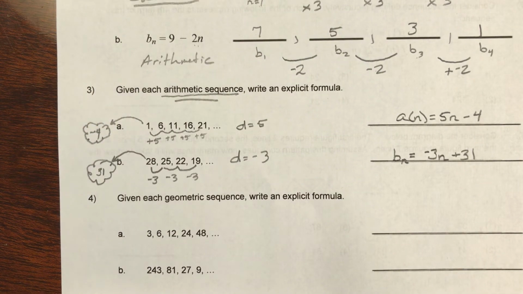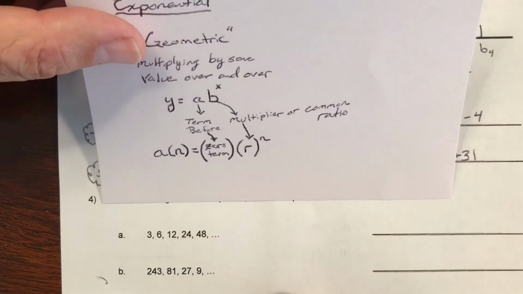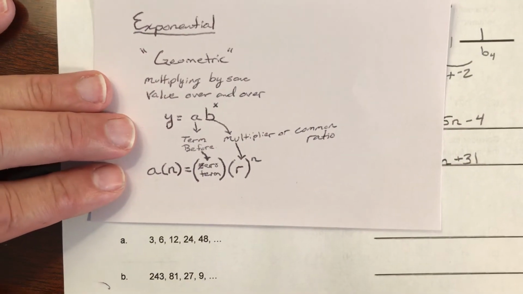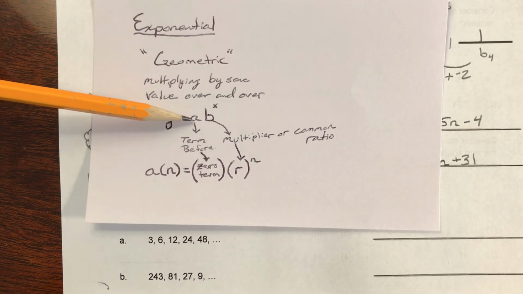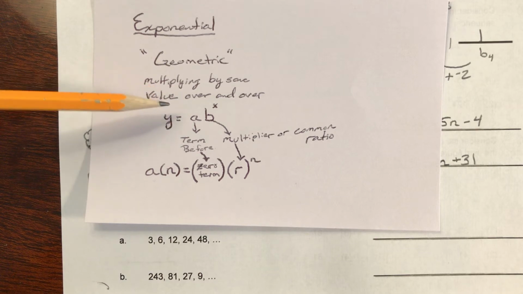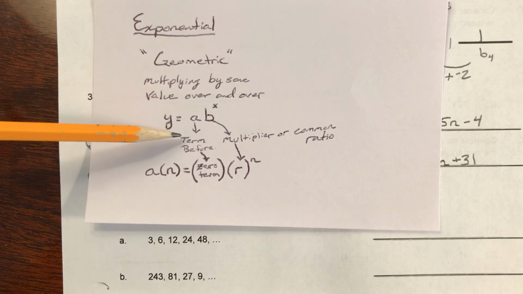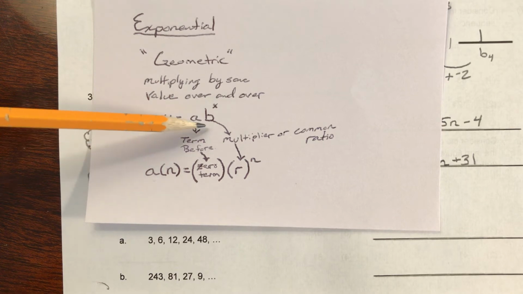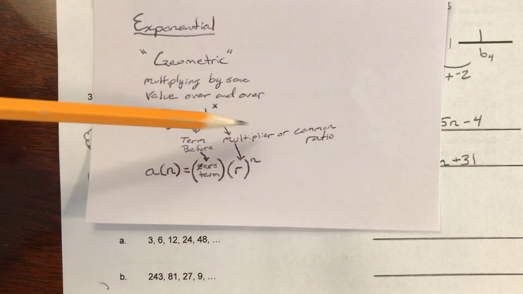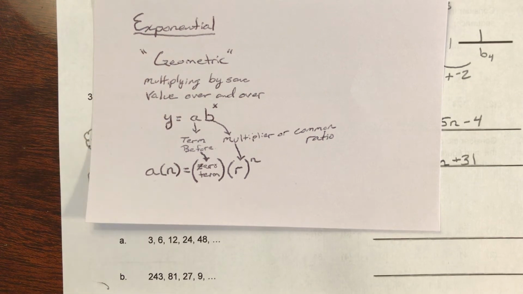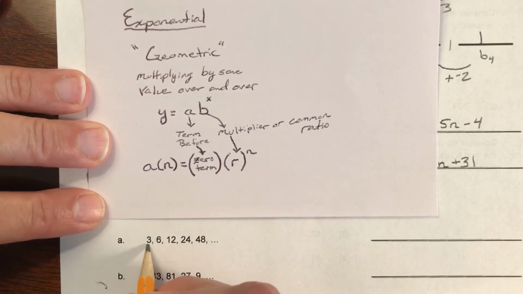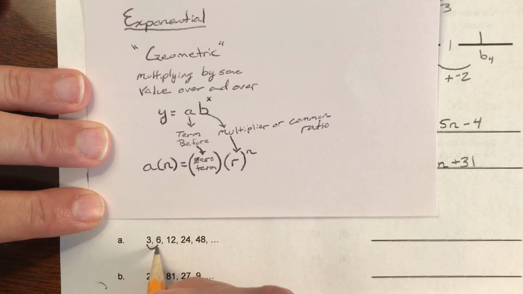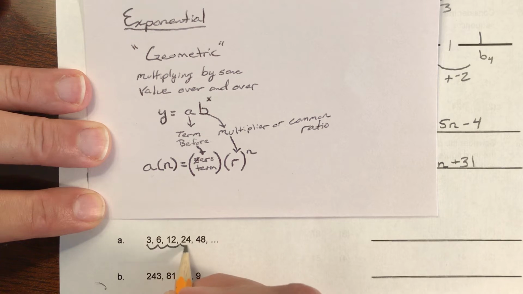Now, geometric, I'll get another graphic for you here. We should associate all geometrics with exponentials, okay? Which means that y equals a b to the x is very, very pertinent. And the a value is the term before, or the zero term. And the b is the multiplier, or common ratio. How are we multiplying to get to the next term? So let's try this. See if you see a pattern. What are you multiplying 3 by to get a 6? What are you multiplying 6 by to get a 12? So forth and so on.